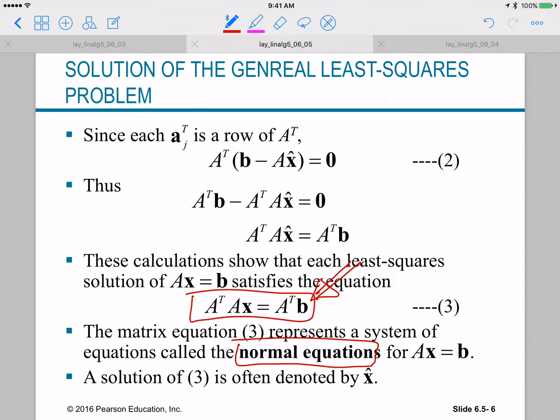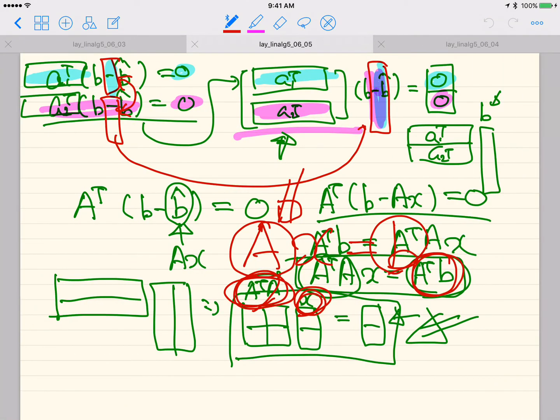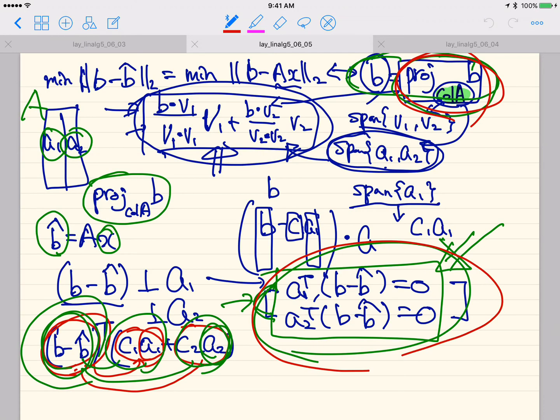And the reason for calling this a normal equation was because it is almost the same. If we remember how we formed this equation, it was coming from this. So this is your normal vector, which is perpendicular to any vector in your subspace. That's why we call it a normal equation.